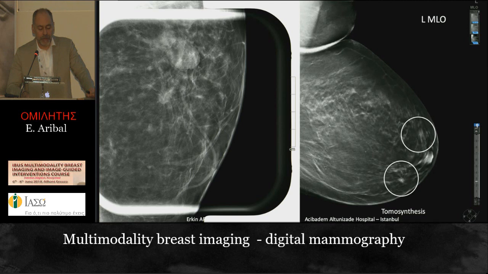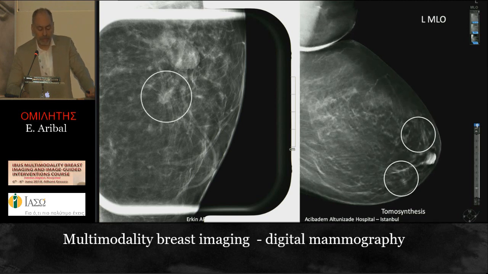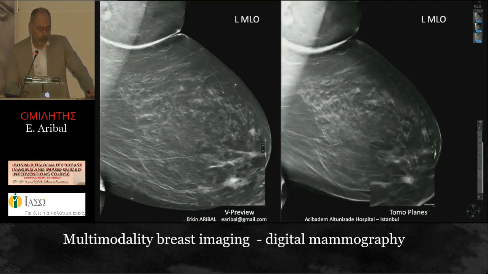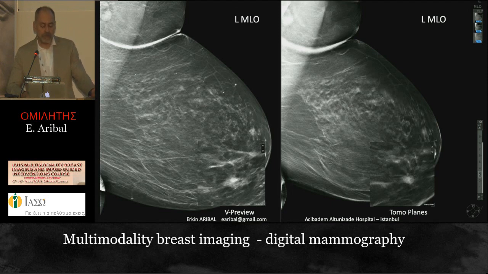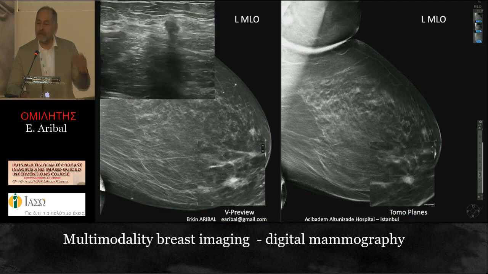Here is the spot mammogram. Here you see the speculated mass better. So you can see the preview. On the right is the synthetic 2D image, and on the left side is the tomosynthesis image. So with the tomosynthesis, the speculation is better seen.